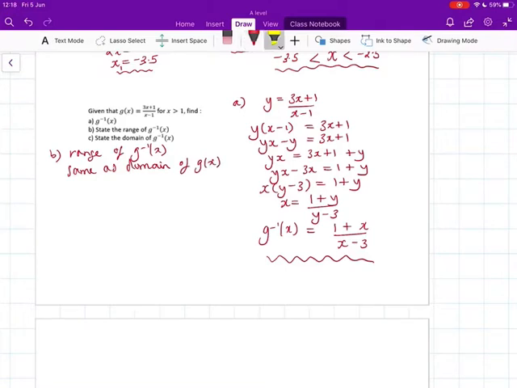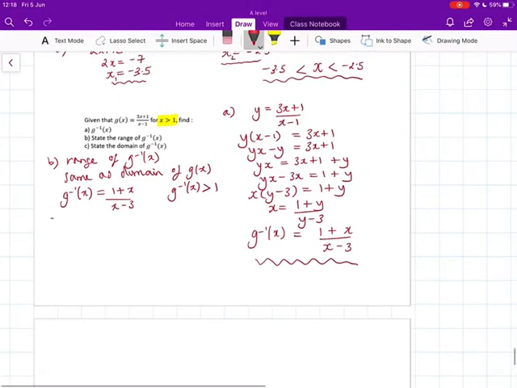So the domain of g of x, well, we were given that in the question. We were told that function only exists when x is greater than 1. So if that's the domain of our function, that will be the range of our inverse. So for our inverse function, we found it to be this function here. And the range of that, g to the minus 1 of x, can be any value as long as it's greater than 1. So the range of our inverse function is the same as the domain of our function.